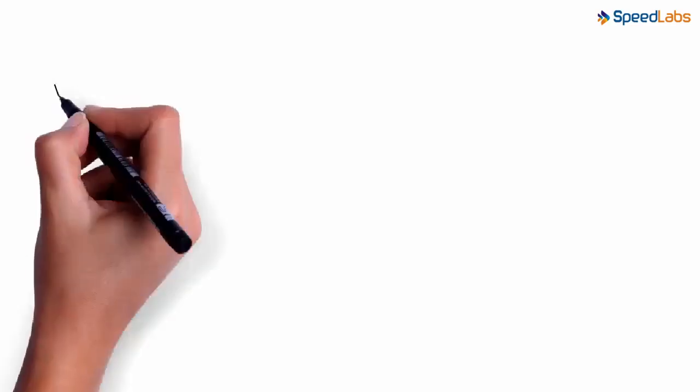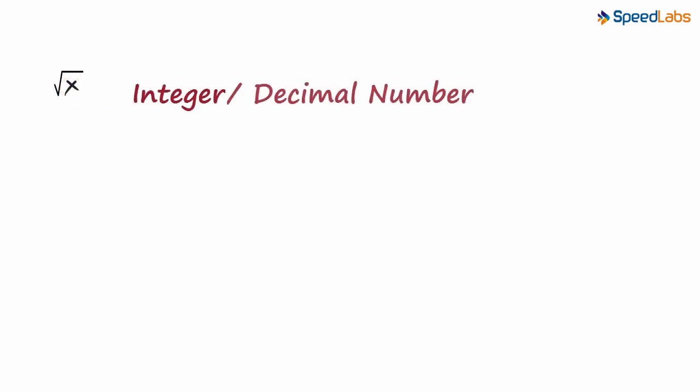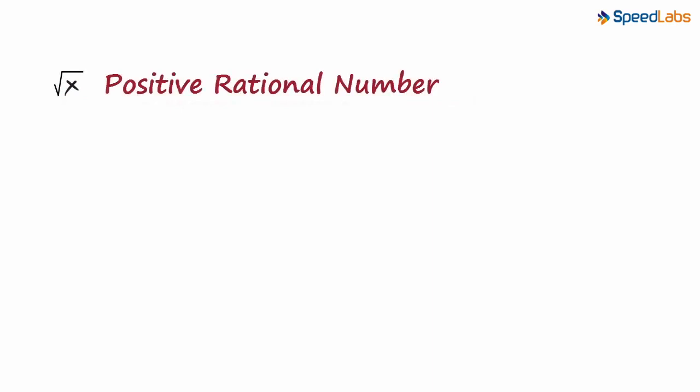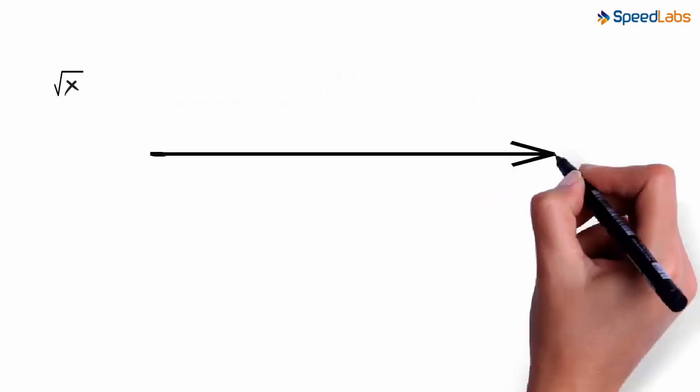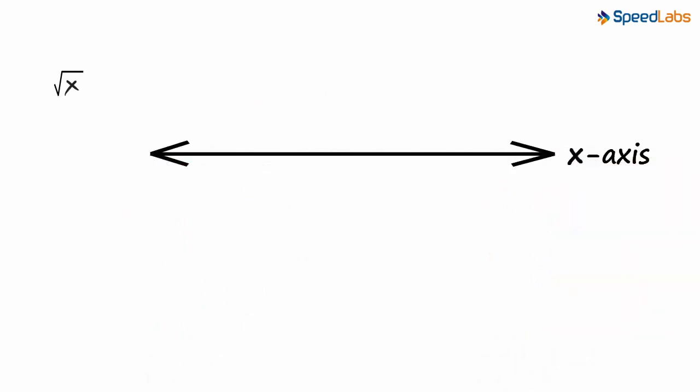In this part of the video, we will learn how to plot root x. In the earlier part, we saw how we can plot root 2, but we did not know how to plot root 3.8. X can be any positive rational number. It can be an integer or maybe a decimal number or any of that sort, but has to be a positive rational number. Let this be our x-axis. We will try to plot root x here.